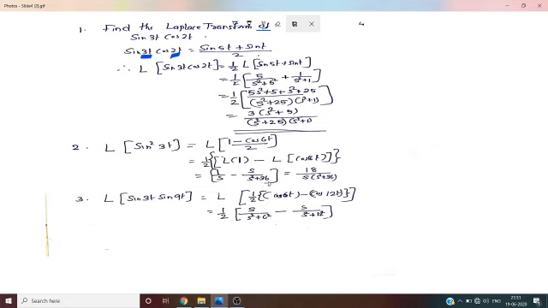Now simplifying, you will get 18 by s into s square plus 36. Here also 1 by 2 is there.